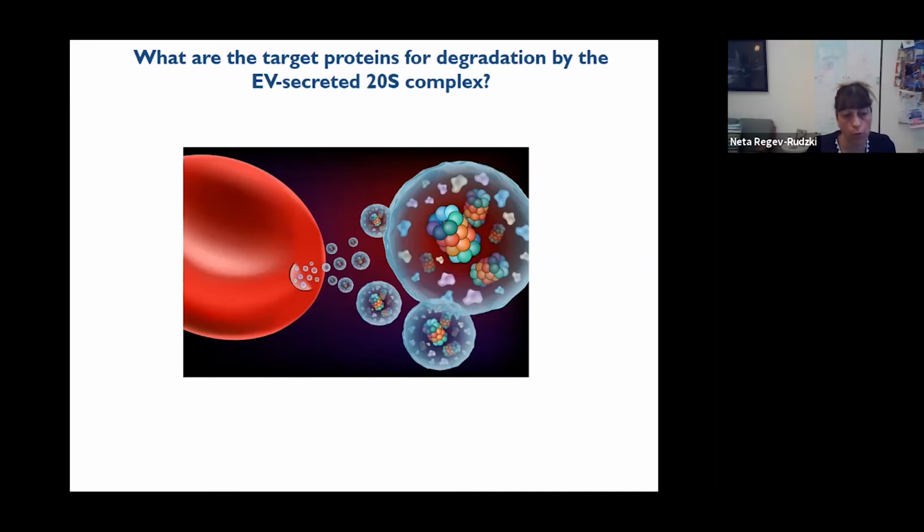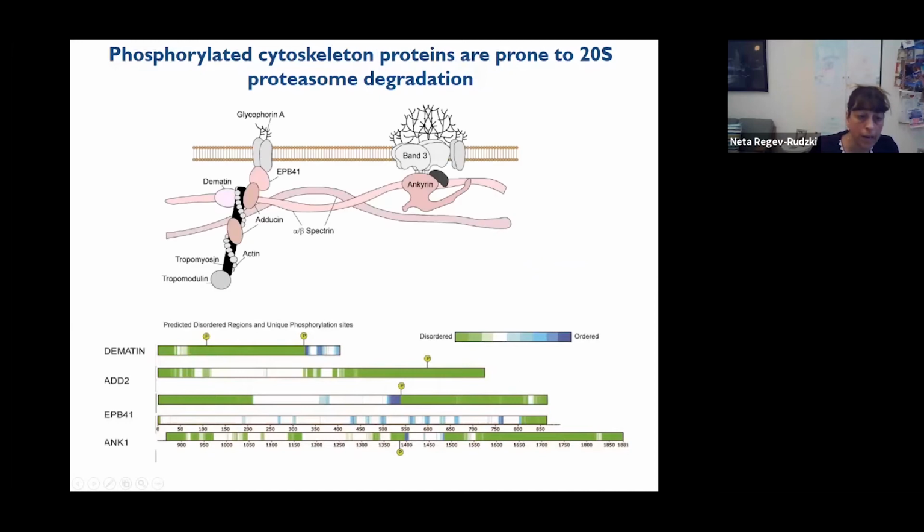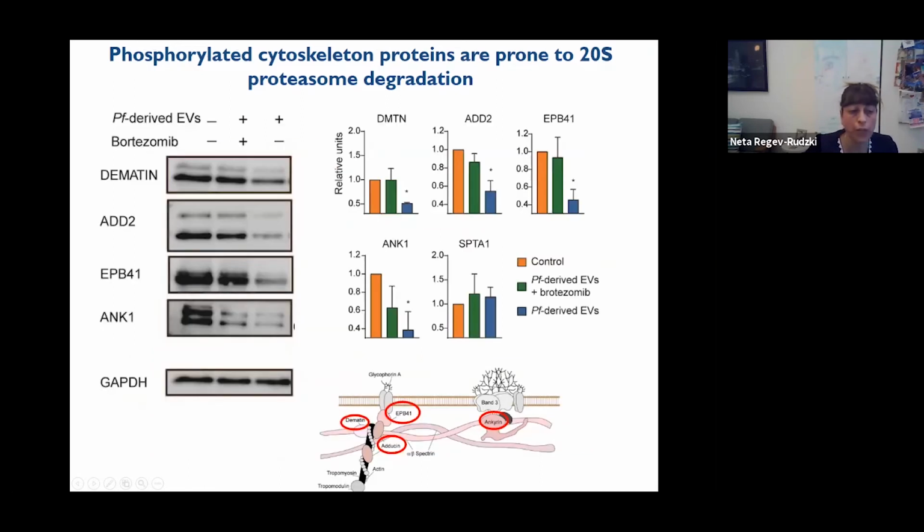And I'm not going to show you again all the data, but what we found is that all of these cytoskeleton proteins are the targets of the exported 20S complex. And all of them belong to the same apparatus. And we used several biochemical techniques to show that indeed this exported complex degrades these proteins, the matin, adducin, ankyrin, and so on.